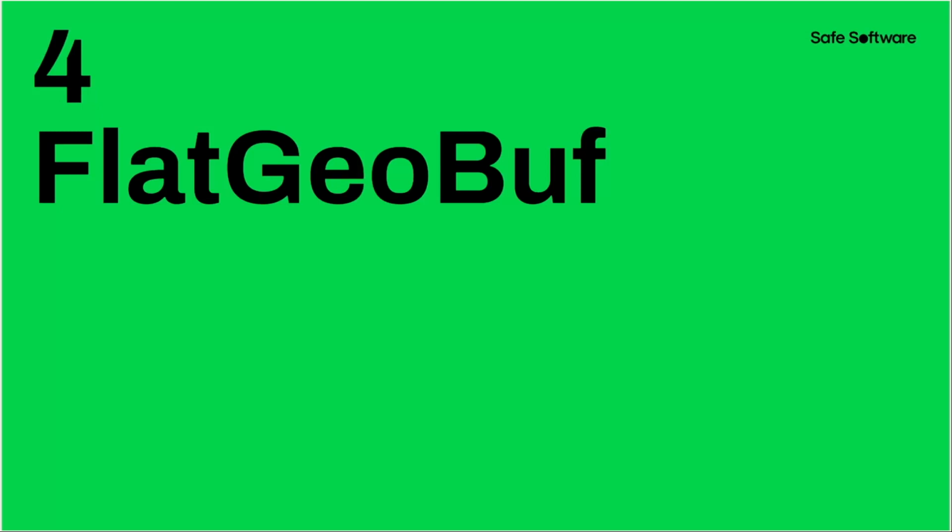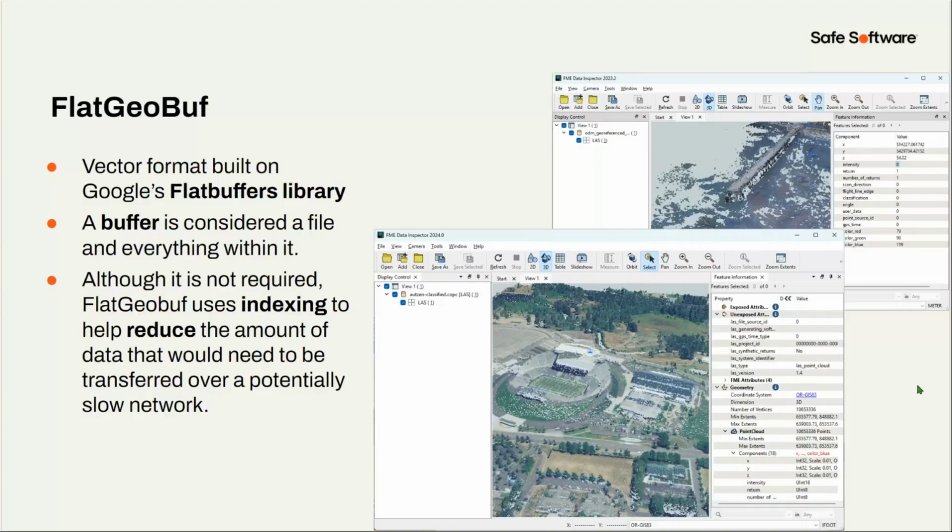So our last format before I hand it back off to Dean is FlatGeoBuf. So FlatGeoBuf is a vector format built on Google's FlatBuffers library, and we can think of a buffer like a file and everything kind of associated with that file.